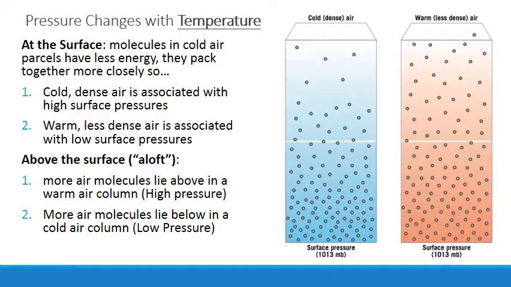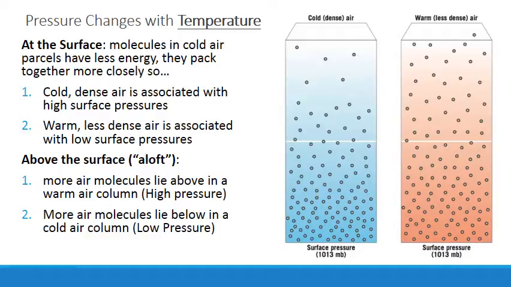Because temperature is a measure of the average molecular motion, or the kinetic energy of a substance, cold air is composed of comparatively slow-moving gas molecules that are packed very closely together. For this reason, cold, dense air masses are associated with high surface pressures, and are labeled with H's, blue H's, highs on weather maps.